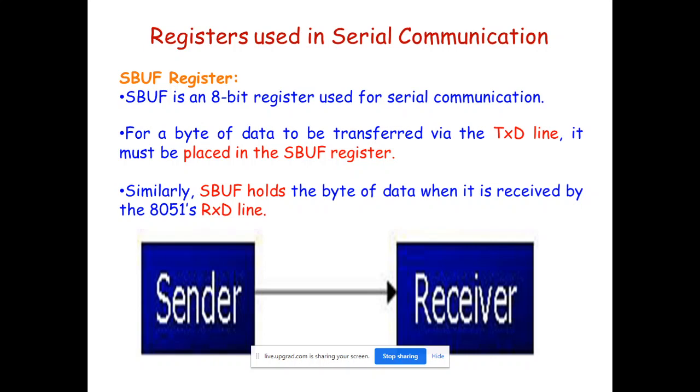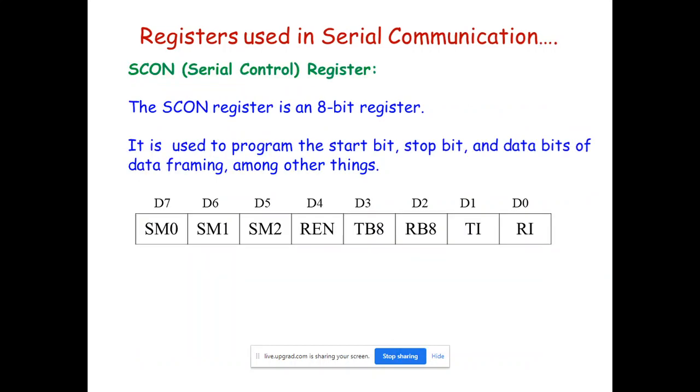When their respective flag becomes 1, it indicates that the particular action is done completely, and this is done in serial communication. The next register which is supporting serial communication is the SCON register. During writing a serial communication program, you are placing the proper number in the SCON register. SCON is a control register which is controlling serial communication. It is an 8-bit register. Now this is the structure of the SCON register. One by one we will see the description of each bit.